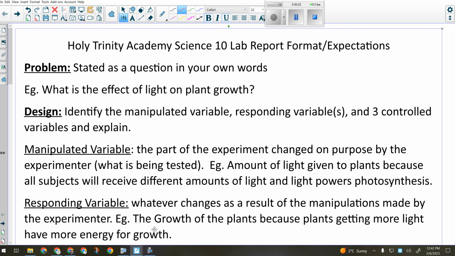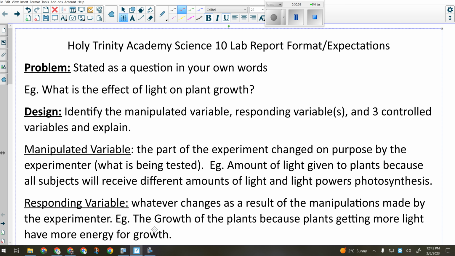So that would be the first 5 marks out of 30 for a lab report: identifying and explaining your variables. The thing people forget to do is explain. They're very good at identifying, but they don't always explain. Always explain your variables, how and why.